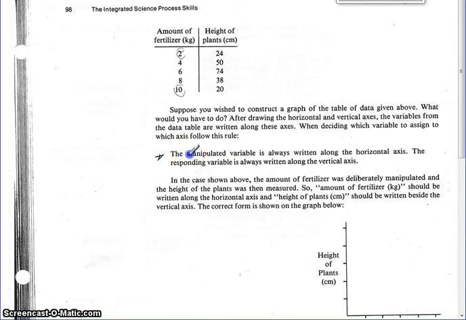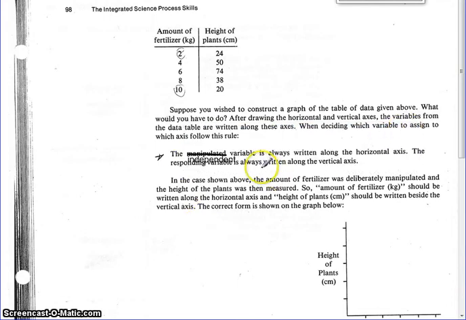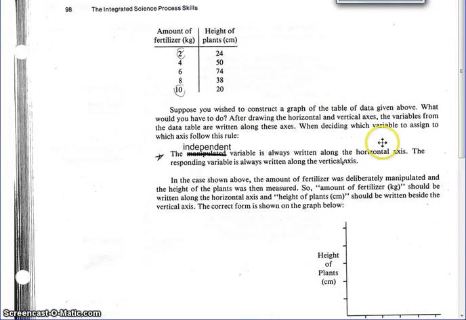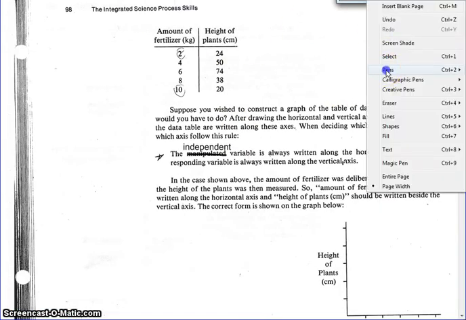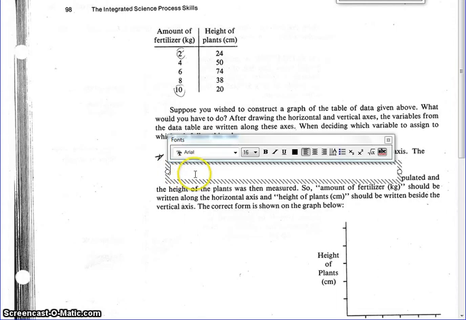First of all, we need to change this. We have to get rid of manipulated variable, and we're going to put the independent. Okay, we're going to change that right there. We're going to put the independent. And I'm going to have to get out of here so I can get to my pointer tool. So we're going to put that as being the independent. Now, in the next part, which you could probably guess we're going to cross out, it says the responding variable. Now, we don't use this term responding variable anymore. Instead, we're going to call it the dependent.